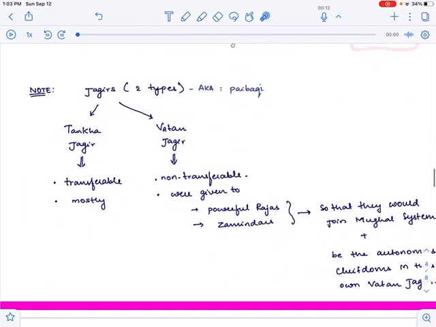And since we've talked about the Jagirs, let's understand what kind of Jagirs were given to Mansabdars. Jagir, as I've already said, is an estate, and Jagirs basically were of two types, the Tanka Jagir and the Watan Jagir. Tanka Jagir was the transferable Jagir. So if the Mansabdar was given this Tanka Jagir, it meant that he could transfer this estate to some other person that he intended to. And most of the time, Tanka Jagir was given to Mansabdars.